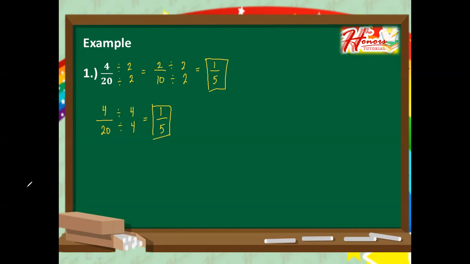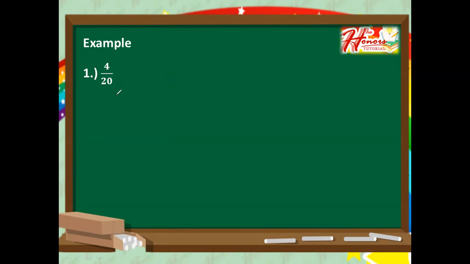Let's have another example. Example 2. For example number 2, same process. Just think of a number that can divide the numerator and denominator at the same time without remainder. Why? Because it is a proper fraction.